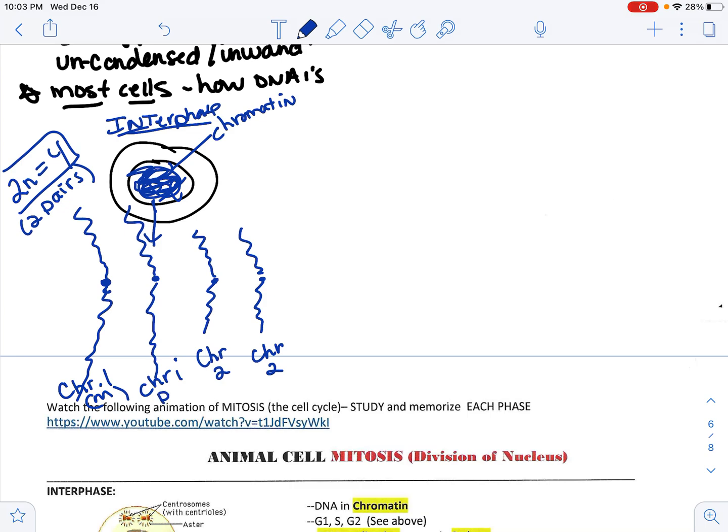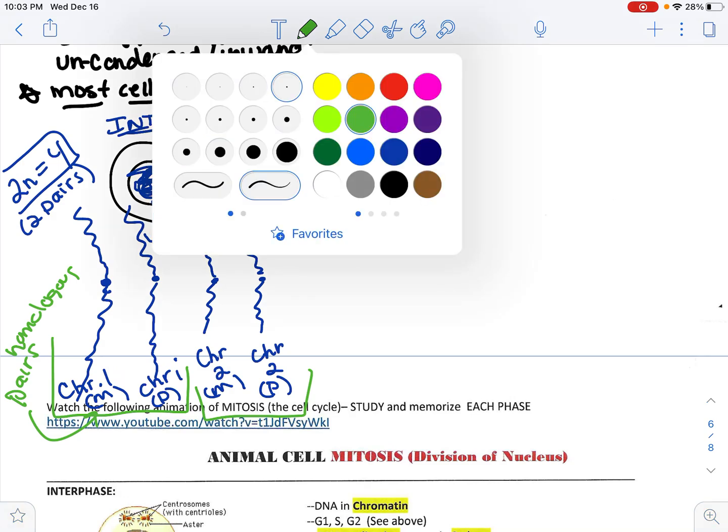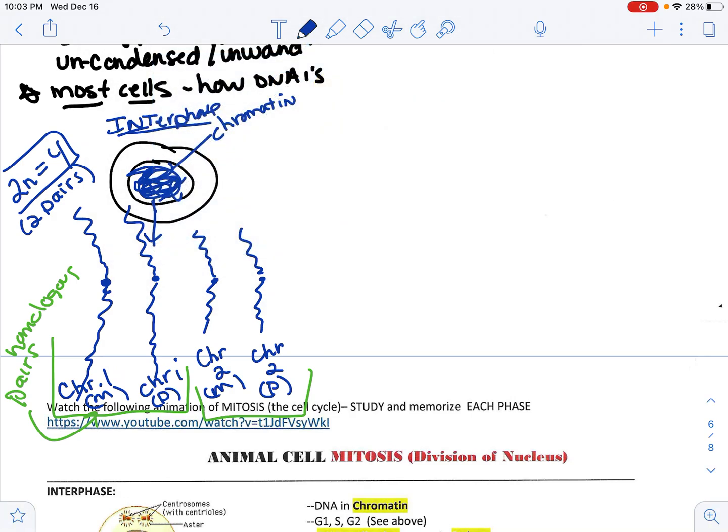And this could be maternal and paternal, the maternal and the paternal of the homologous pair. So remember, these are the pairs, what we call homologous pairs. It has 2 homologous pairs, but they're existing in the nucleus right now as unwound chromatin. So let's say this is what we're going to call G1 of interphase, which we'll go into in a second here.